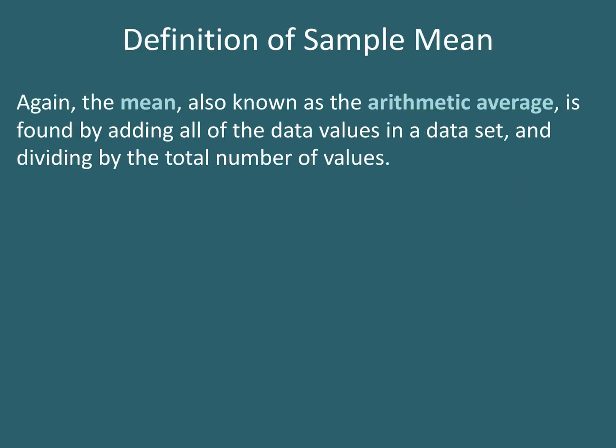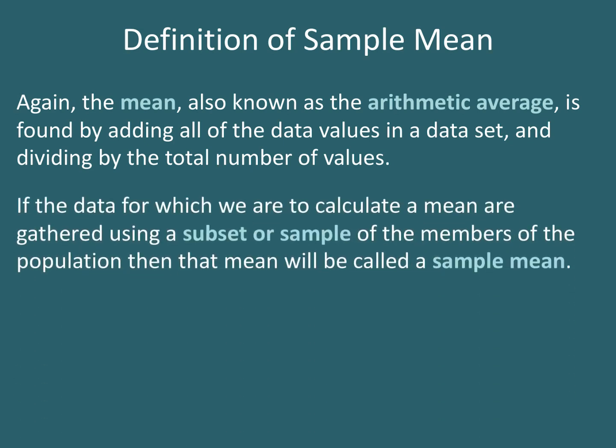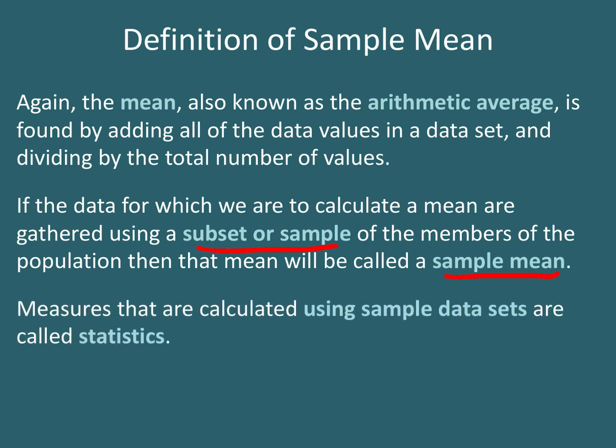Again, the mean, also known as arithmetic average, is found by adding all the data values in a data set, then dividing by the total number of data. If the data for which we are able to calculate a mean are gathered using a subset or a sample of the members, then this will be called a sample mean. So notice here, we're not adding up all of the data, just a subset or a sample of the data. Measures that are calculated using the sample data sets are called statistics.